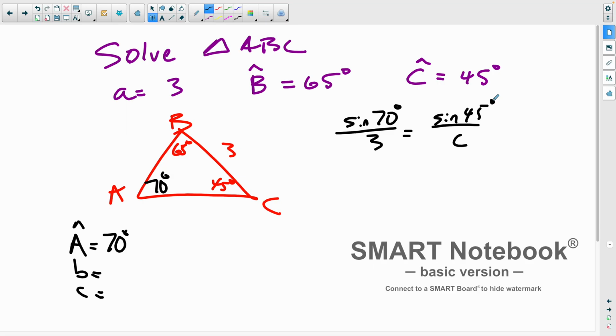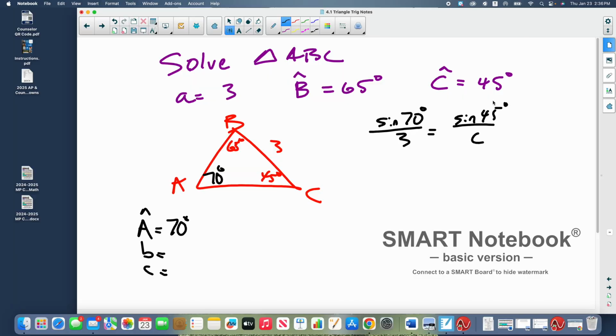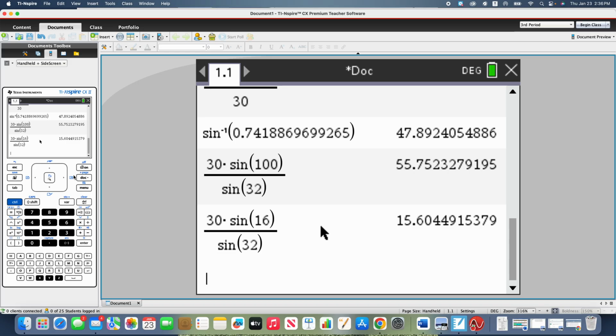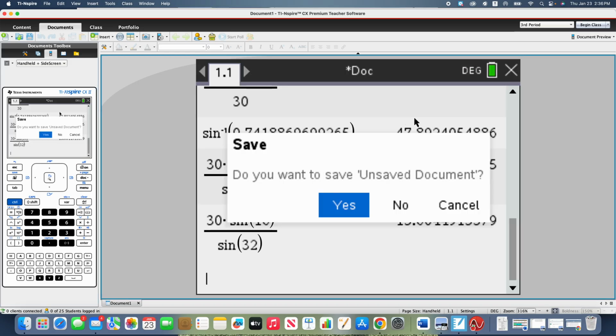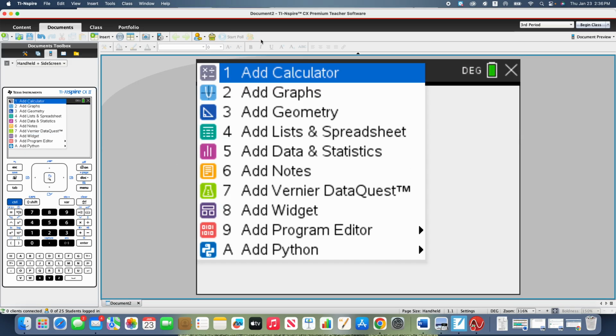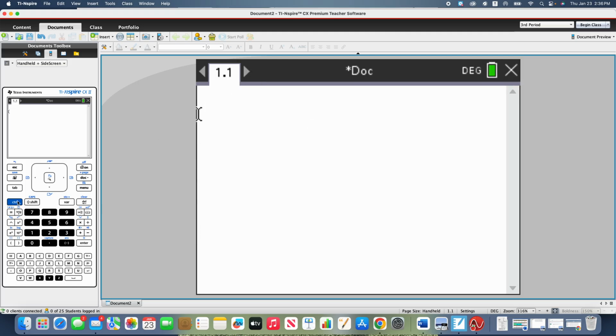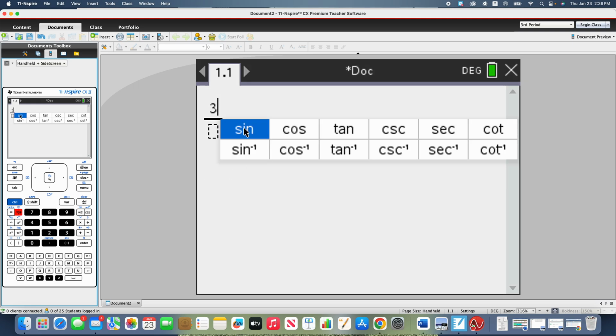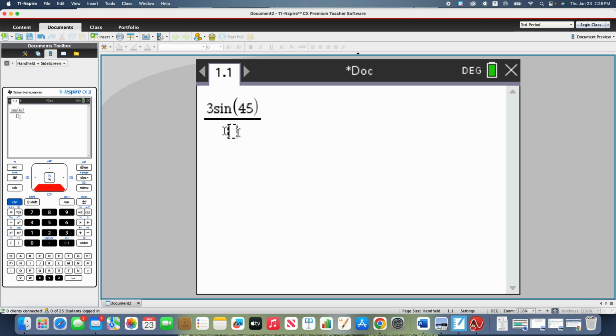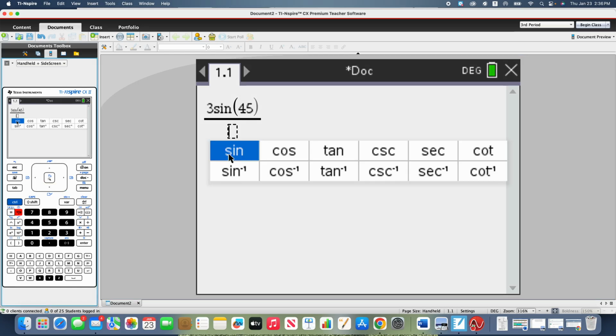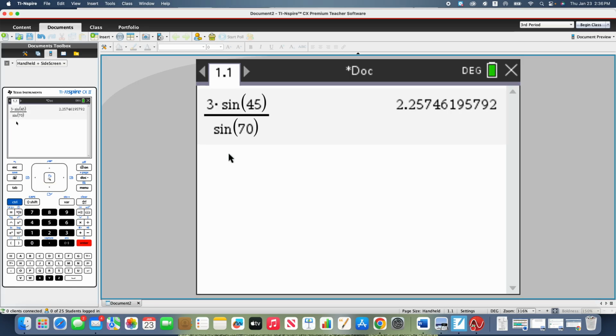And what did we do on Friday? We cross multiplied to go solve this. Okay? Remember, our calculator's got to be in degrees. So I'm going to go 3 sine of 45 over sine of 70. I'm going to add a calculator, and I'm going to say 3 sine of 45 over sine of 70. So the first one is 2.26.